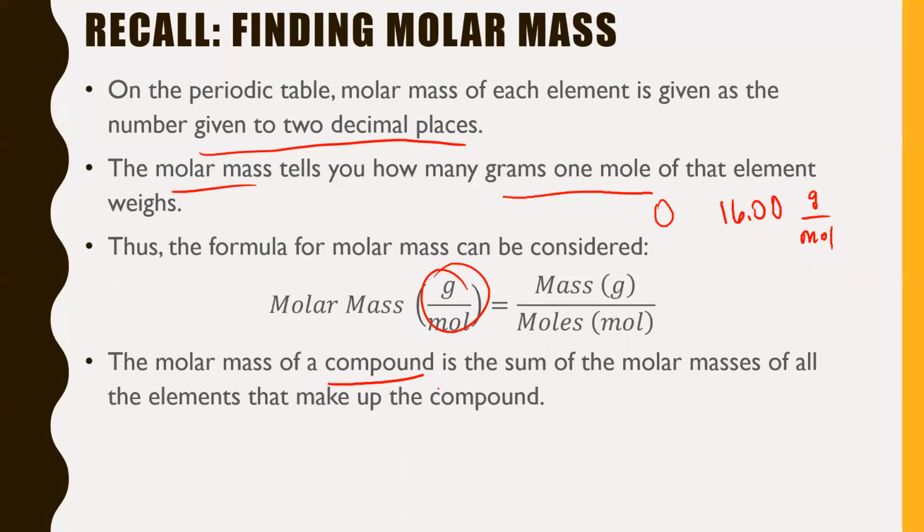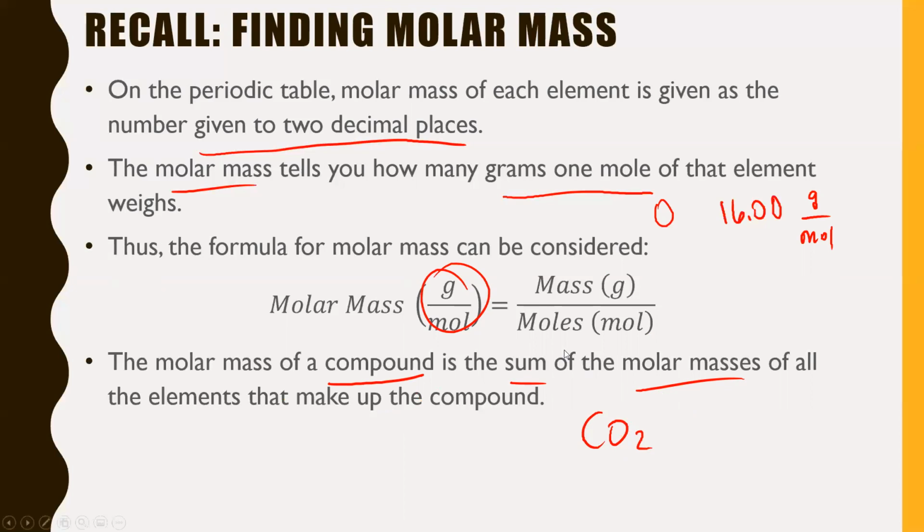Now, the molar mass of a compound, so not just one element, but several elements all jammed together, is actually the sum of the molar masses of all the elements that make up the compound. It's important to remember, if you have more than one of a certain element in there, like, say, CO2, you're going to take the molar mass of carbon, add it to the molar mass of oxygen, but you're going to multiply that oxygen's molar mass by 2 because there's 2 oxygen in CO2.